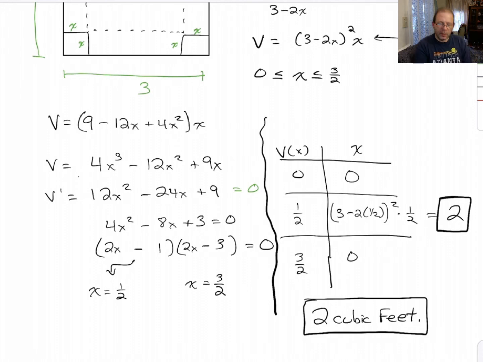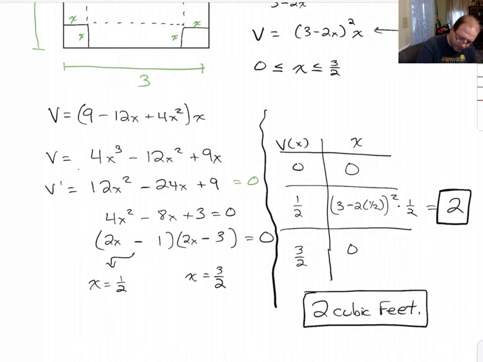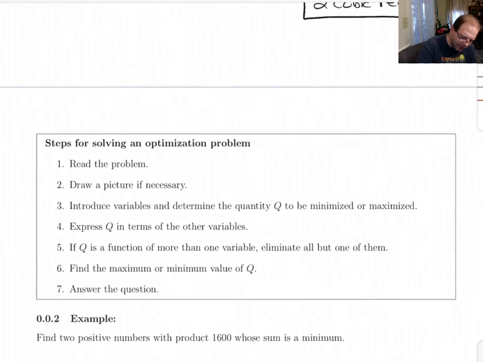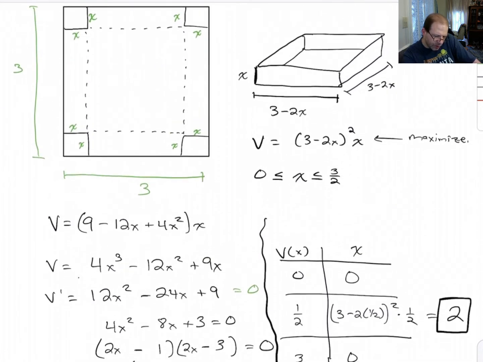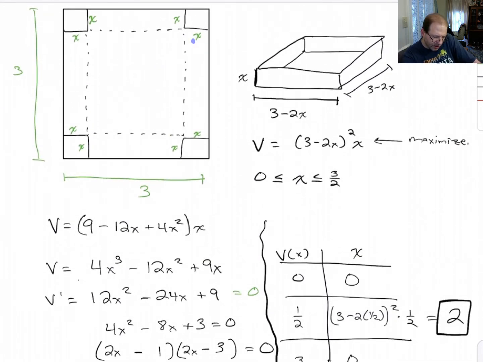All right. Now, if you look at this next page, there's sort of a set of guidelines for solving an optimization problem. And I want to just go through those quickly. Read the problem, of course. Draw a picture if necessary. Introduce some variables and determine the quantity that's got to be maximized or minimized. Express Q in terms of the other variable. That was pretty easy on this one. We only had one variable to deal with, x. And so volume, we express that in terms of the other variables.